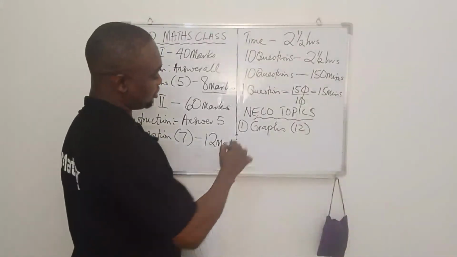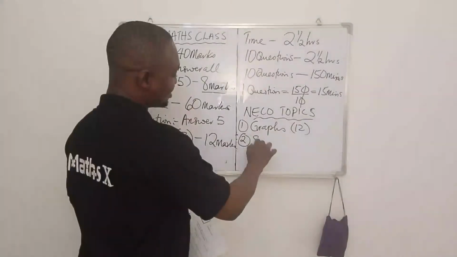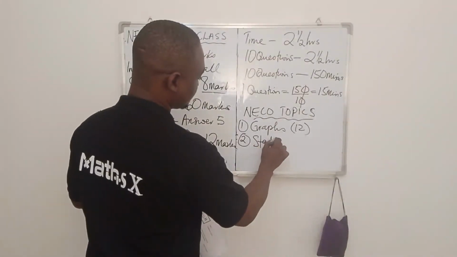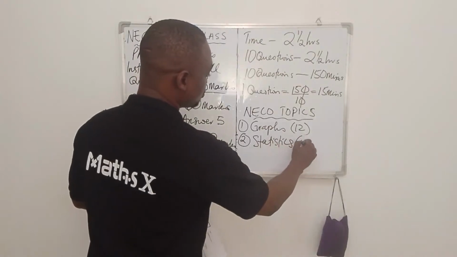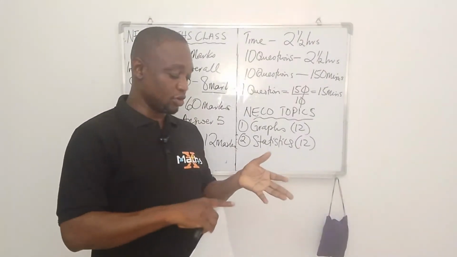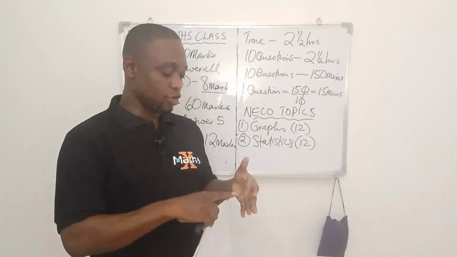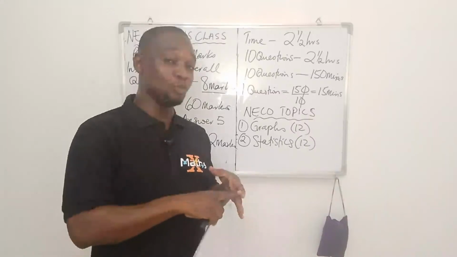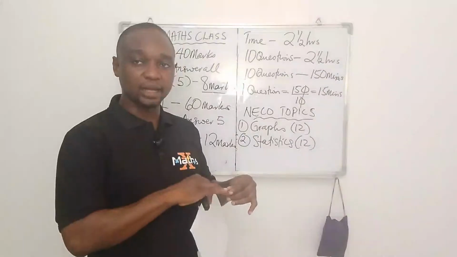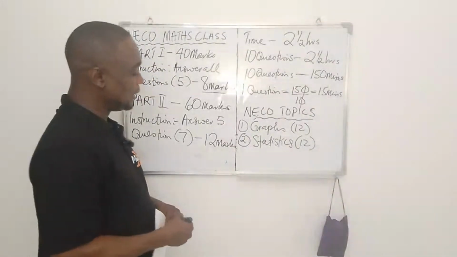The next topic, my dear students and viewers, that I want you to know NECO loves to use is statistics. This one too carries 12 marks. When I talk about statistics, you can check your standard deviation, your mean deviation, your variance, your OGIF, that is your cumulative frequency graph, your histogram, your bar chart, pie chart, and all those topics.